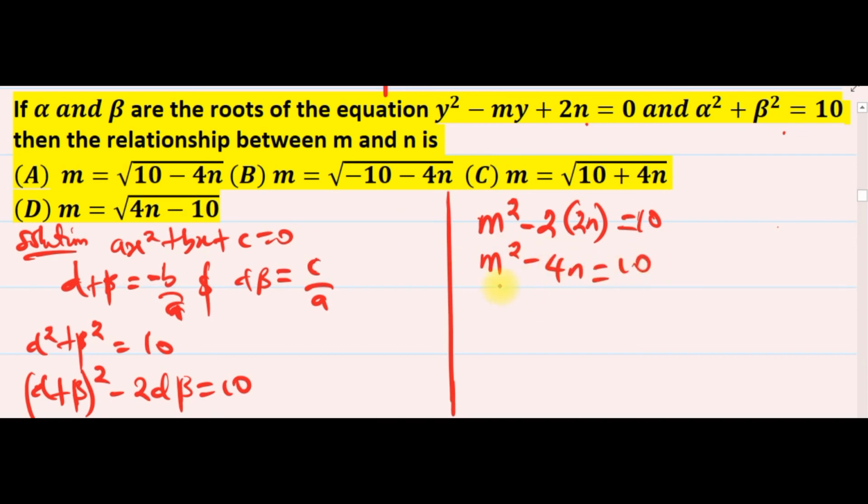Since they made m the subject, let's make m the subject of the formula. m squared is 4n plus 10. Therefore, m is the square root of 4n plus 10. So the answer is C.